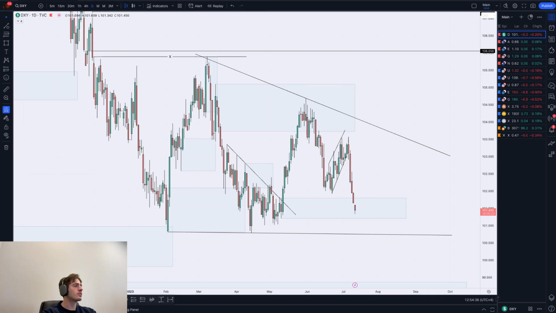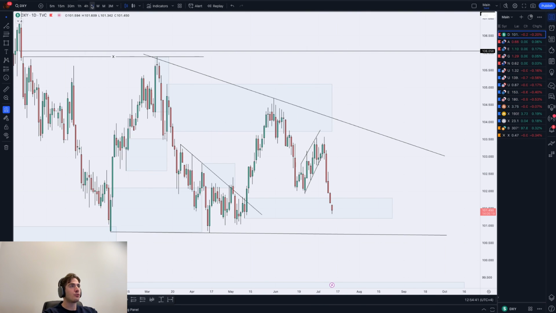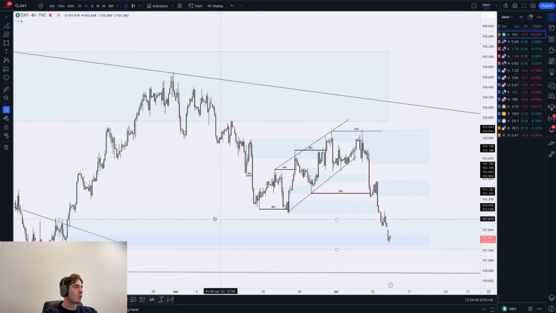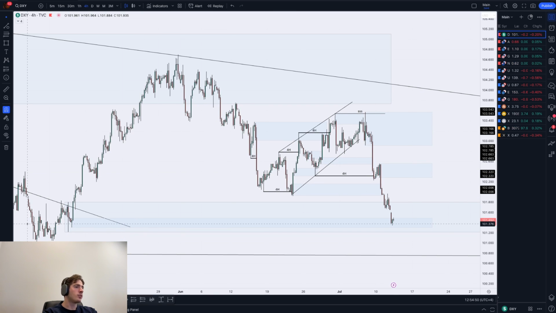Starting off with the dollar index. Dollar index is currently in demand, as we have pretty much been anticipating throughout the last couple of weeks. As we can see, if we go down towards the 4-hour time frame, we've tapped in towards this refined 4-hour area of demand.